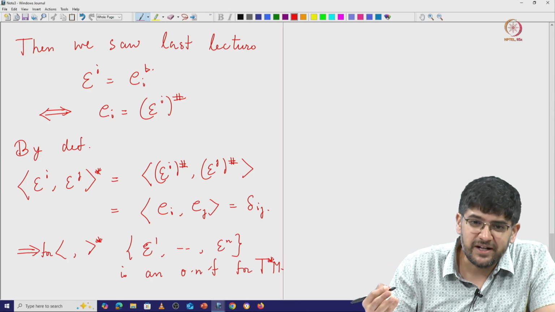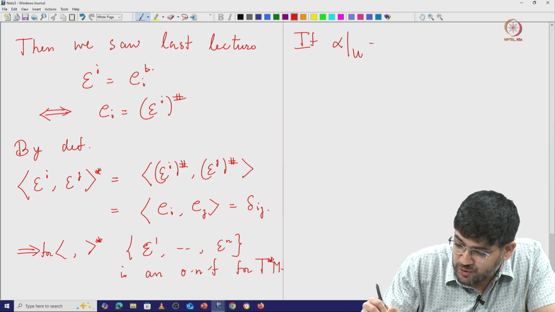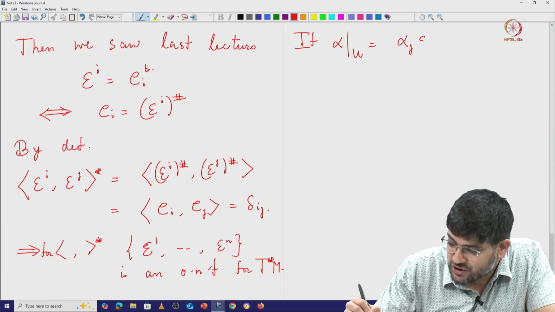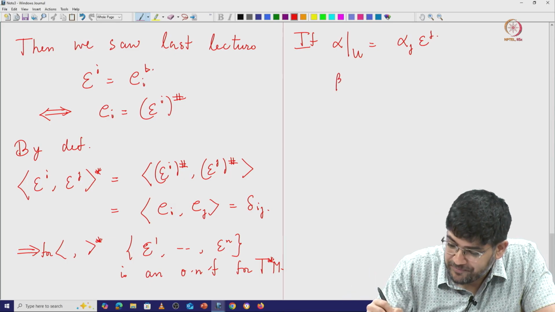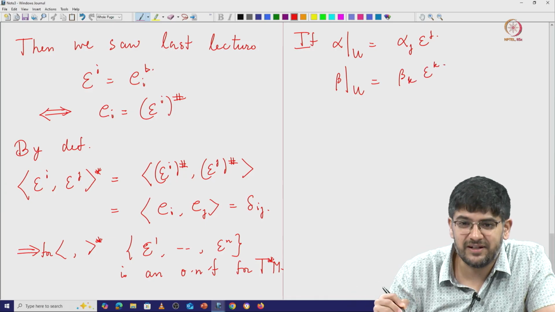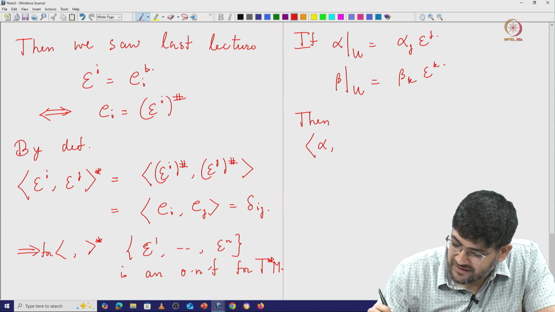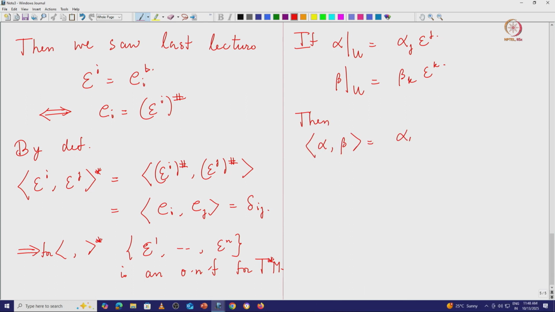So then the advantage of using these orthonormal frames is that if alpha restricted to U is written in terms of this orthonormal frame, then the inner product becomes really simple. It just becomes a Euclidean inner product. So this is simply alpha k beta k, where again, with Einstein's summation convention, you secretly sum over k. So the formula for the inner product becomes really simple.